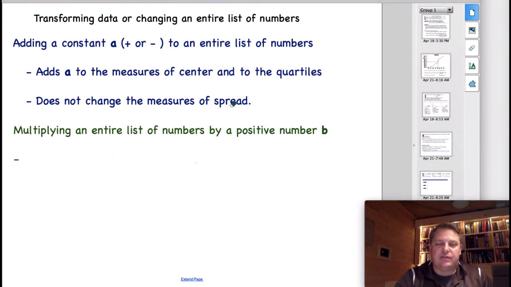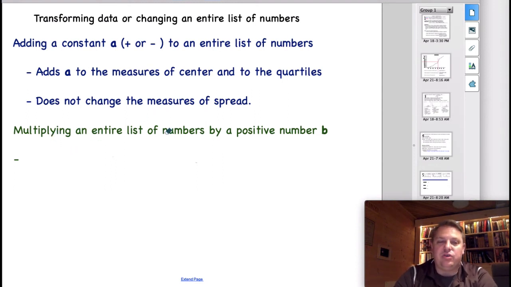Another visual I like to think of for this is if you had a dot plot in a graph, adding or subtracting a number is like picking up all the dots and sliding them to the right or sliding them to the left on the number line. It'll change where they are, it changes those measures of center and location, but the points aren't going to be any more or less spread out if you're moving them all the entire same distance.